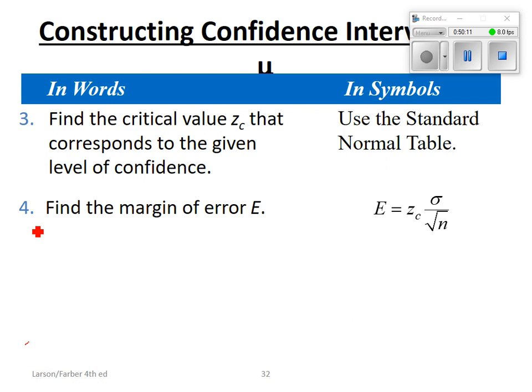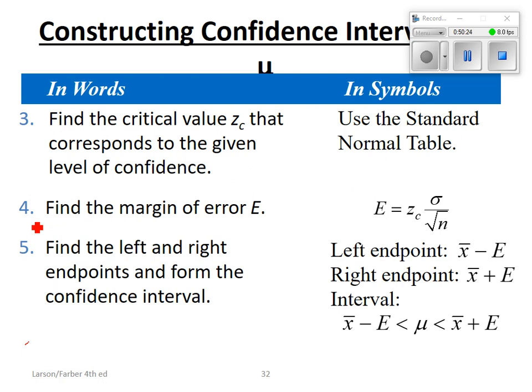You're gonna use the table to find your critical values. Then you're gonna find your margin of error, your E, by plugging into that formula. No easy way around that. You just have to plug into that formula and find it. Then you're going to set up this to find your interval.